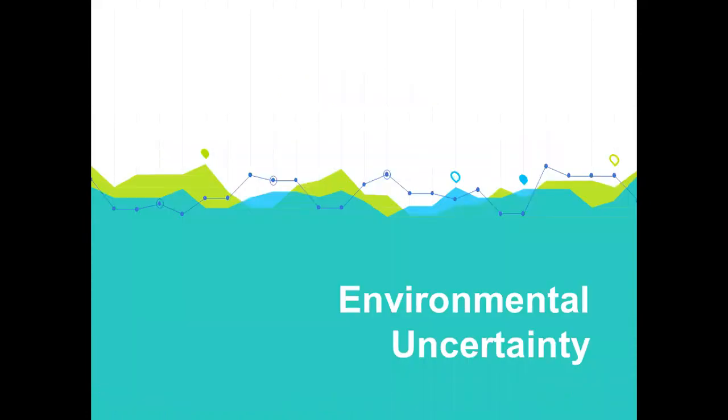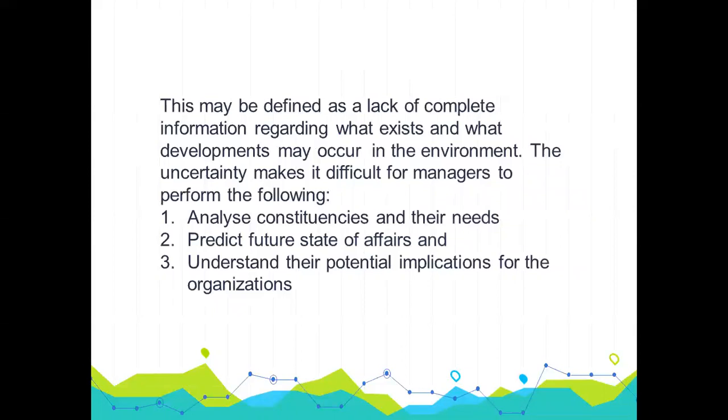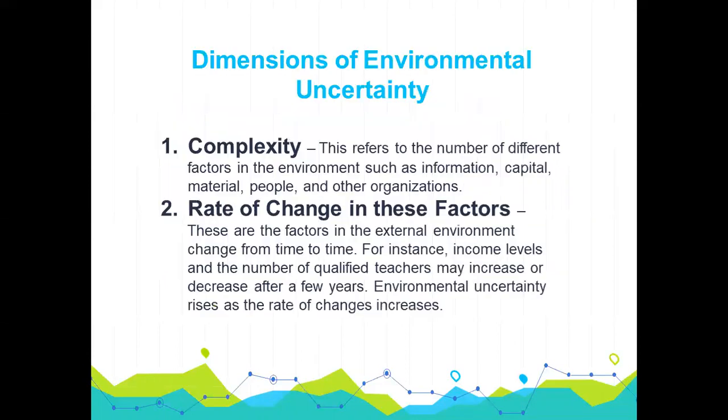Environmental uncertainty. This may be defined as a lack of complete information regarding what exists and what developments may occur in the environment. The uncertainty makes it difficult for managers to perform the following: analyze constituencies and their needs, predict future state of affairs, and understand their potential implications for the organizations.